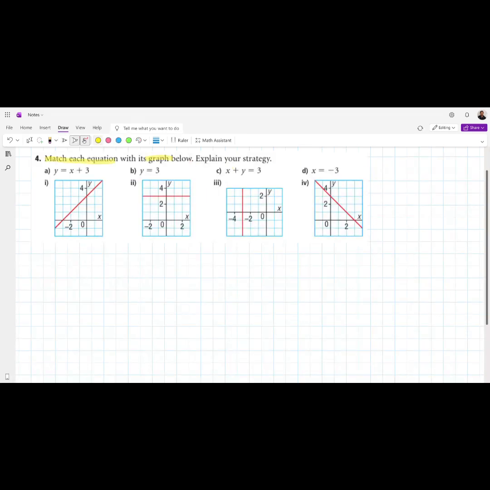Matching equations. Start with the easy ones. So I know that y equals 3 is going to be a horizontal line, and the only one is graph 2. x equals minus 3 is going to be vertical, so it has to be the third one.